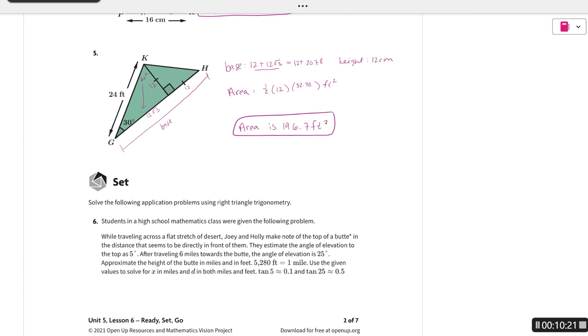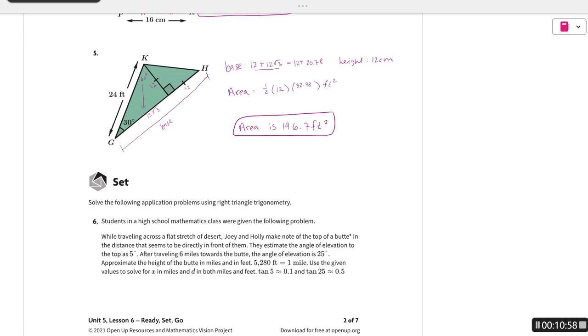So problem 6 is the start of our set problems. Students in high school mathematics class were given the following problem. While traveling across a flat stretch of desert, Joey and Holly make note of the top of a butte in the distance that seemed to be directly in front of them. They estimate the angle of elevation to the top as 5 degrees. After traveling 6 miles towards the butte, the angle of elevation is 25 degrees. Approximate the height of the butte in miles and in feet.